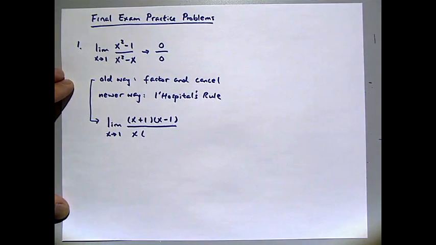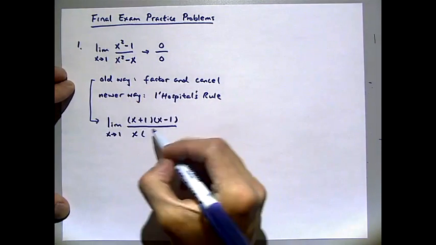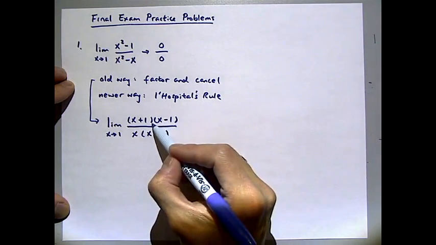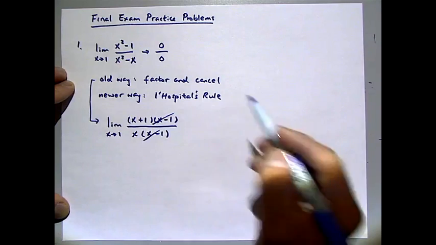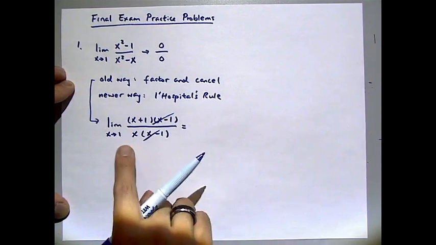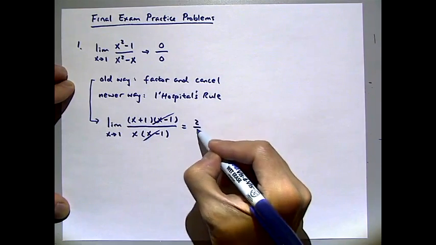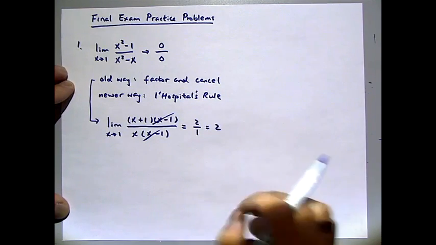Upstairs is a difference of squares, so it turns into x plus 1, x minus 1. Downstairs, pull out an x here, and then you see what's causing the 0 over 0. We get rid of that. And now when x goes to 1, we have a 2 over 1. That goes to 2.